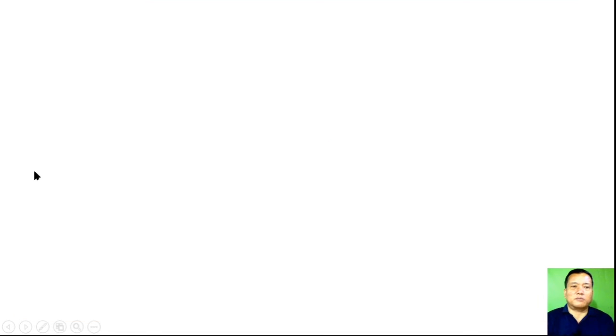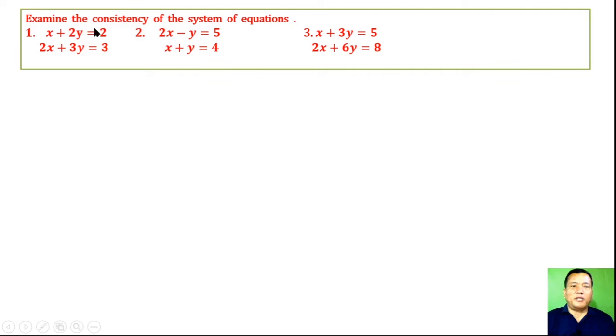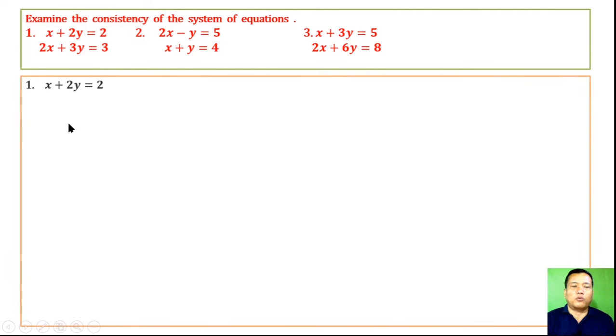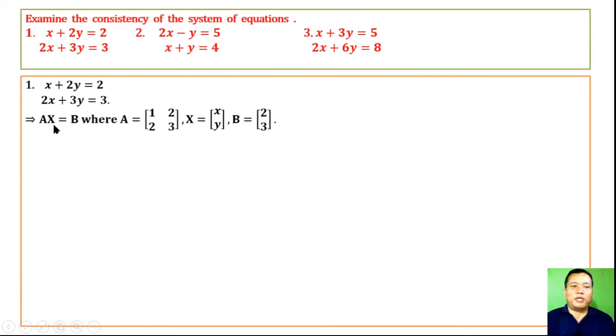Exercise 4.6. Examine the consistency of the system of equations. Equation 1 in matrix form is written as AX equal to B, where A is the coefficient matrix 1 2 2 3, X is the column matrix formed by unknowns x, y, and B is the column matrix formed by constants. Now determinant of A is 1 into 3 minus 2 into 2, that is minus 1, which does not equal 0.